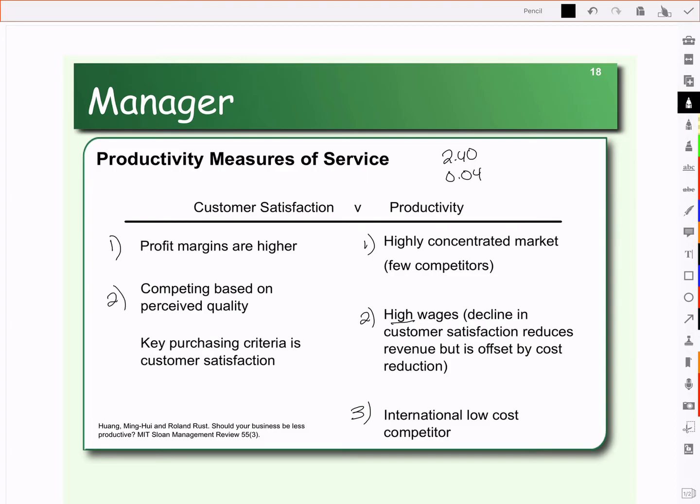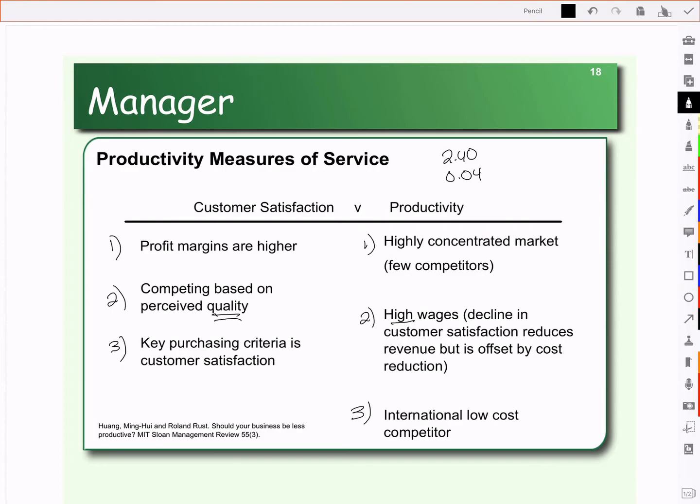If you are competing based on perceived quality, so if the key purchasing criteria of your customer base is quality, then you need to focus on customer satisfaction rather than productivity. When we talk about productivity focus, we're decreasing our inputs, finding cheaper ways to do things, and that can have a negative impact on quality. So if people are buying from you for high quality items, then your focus needs to be on customer satisfaction rather than on productivity.